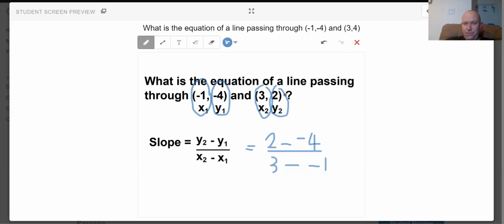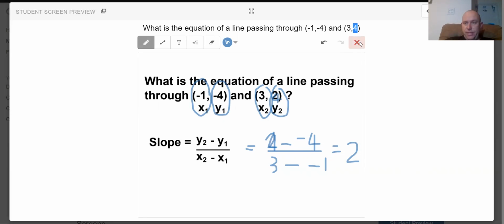Now, I remembered here, there is a mistake. You can see in the question, it says 3, 4, but down here, I put 3, 2. So I know that's actually supposed to be a 4. So I'm going to change this number into a 4 before I keep going. So if we type this in, and if you want to check on Desmos, you'll discover that the answer to this question is 2.